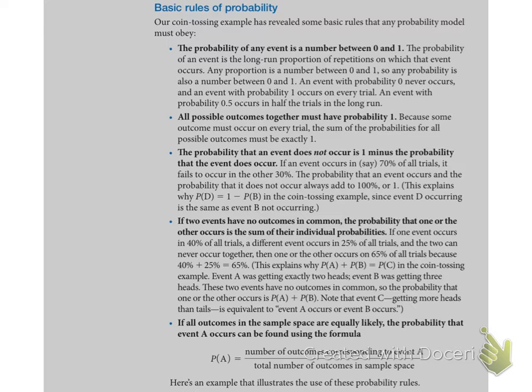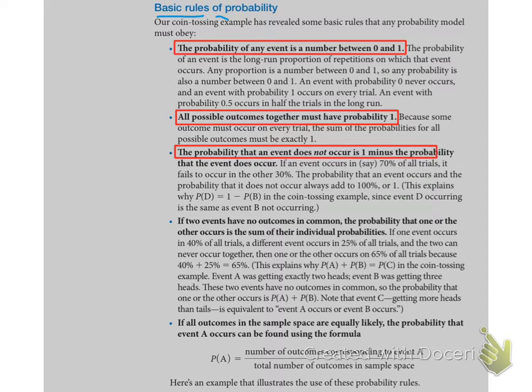Next is the basic rules of probability. According to your book, there are 4 basic rules. The first rule is that the probability of any event is a number between 0 and 1. Second, all possible outcomes together must have probability 1. Third, the probability that an event does not occur is 1 minus the probability that the event does occur. And the last one: if two events have no outcomes in common, the probability that one or the other occurs is the sum of their individual probabilities.